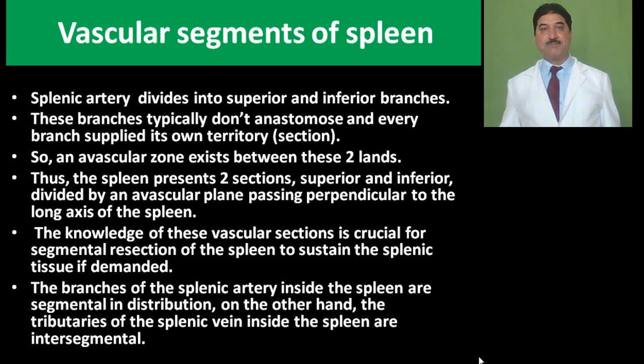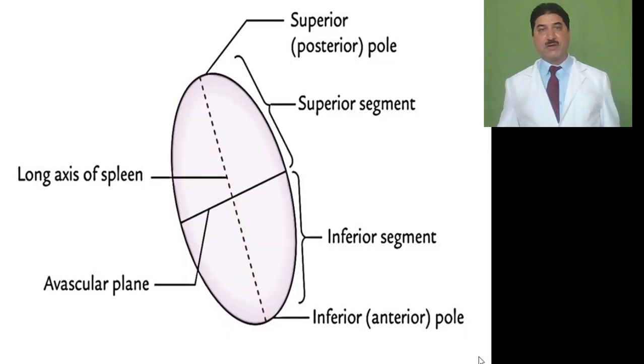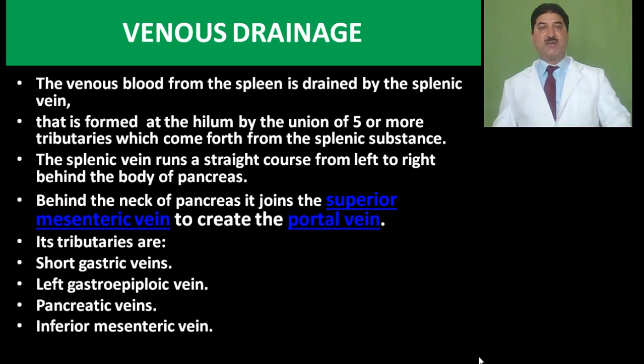As shown in this diagram, venous drainage of the spleen. The venous blood from the spleen is drained by the splenic vein that is formed at the hilum by union of 5 or more tributaries which come out from the splenic substance. The splenic vein runs a straight course from left to right behind the body of the pancreas. This vein acts as a landmark for identification of the pancreas during sonographic anatomy. In sonographic anatomy, we say the pancreas drives over the splenic vein. Behind the neck of the pancreas, it joins the superior mesenteric vein to form the portal vein. Its tributaries are short gastric veins, left gastroepiploic vein, pancreatic veins, and inferior mesenteric vein.